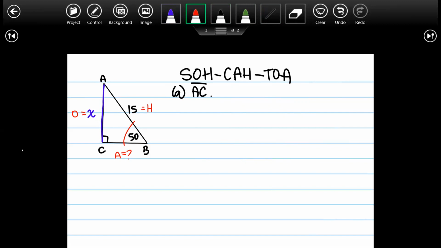So what do we use? Which one does not have any information? A, so that means you don't use it. Sohcahtoa. So sine, we've got to use sine. Sine of my angle 50 is equal to the opposite over hypotenuse.